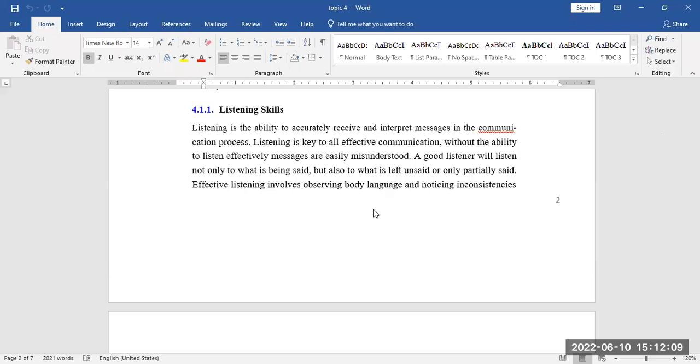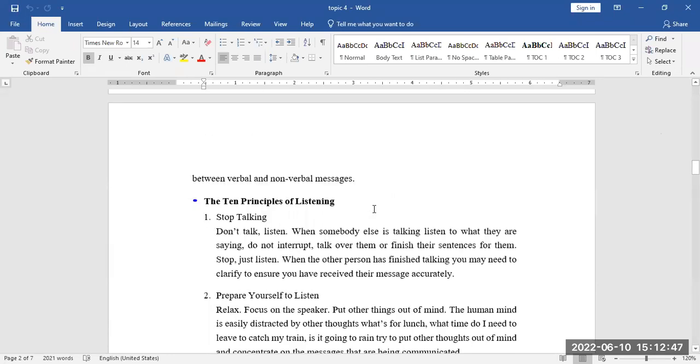So effective listening involves observing body language. For example, if it was a physical class, you will observe my body language and observe what is coming from my mouth. And when you look at my body language and what comes from my mouth, it might be that they are not synonymous. They are not going hand in hand. My nonverbals are totally different from what I'm saying. And therefore, in the message, there are inconsistencies. Therefore, you can actually say that you can read between the lines.